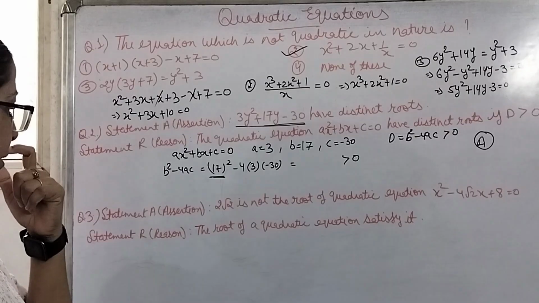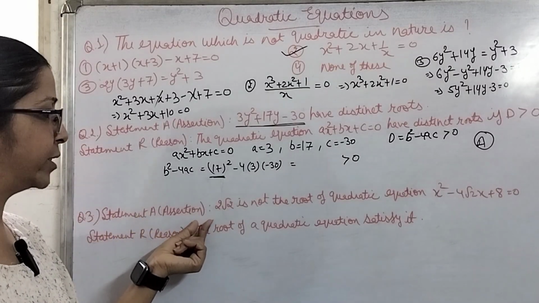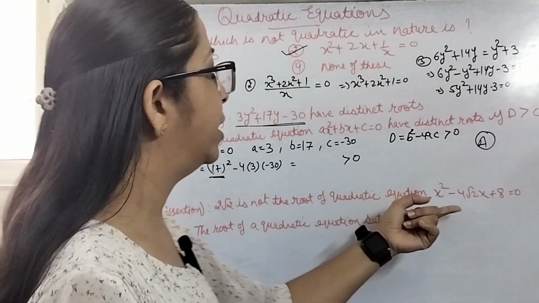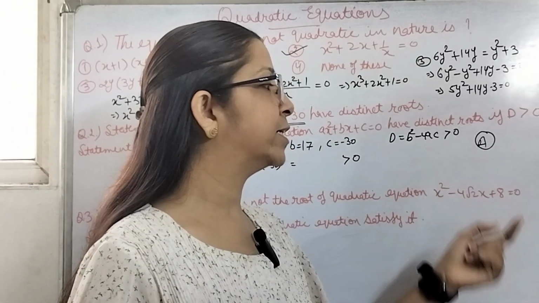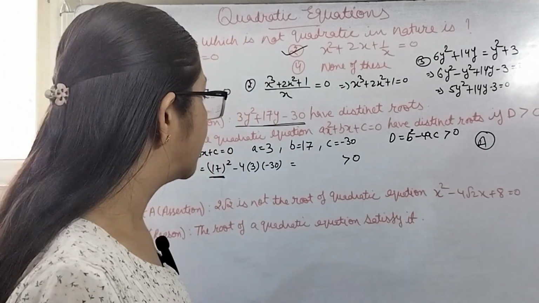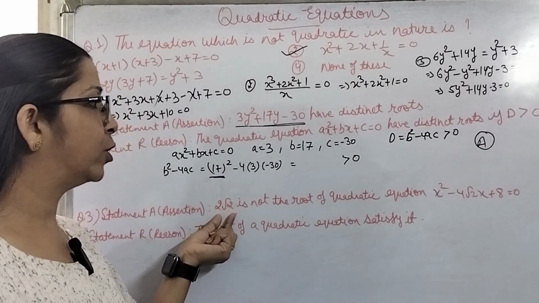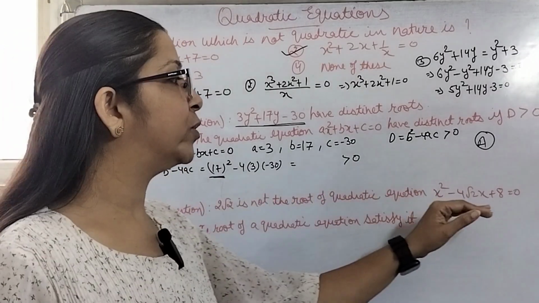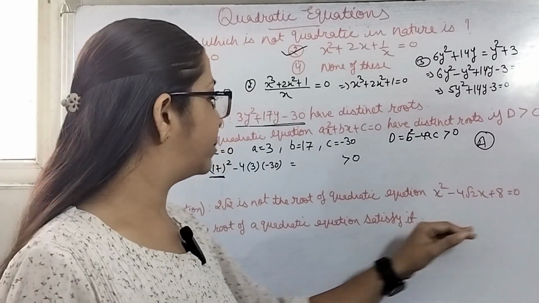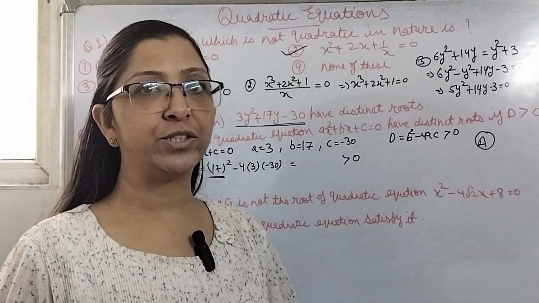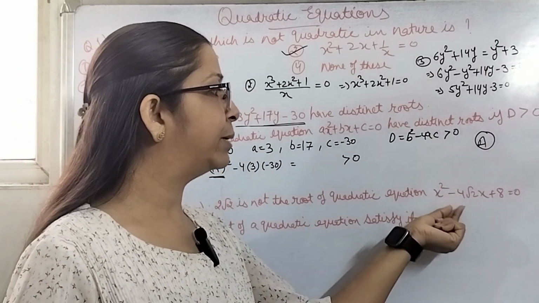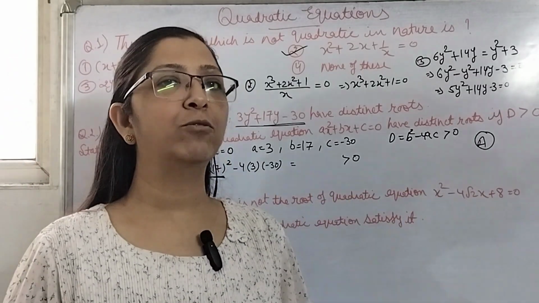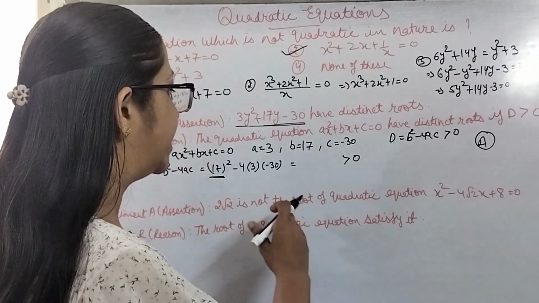Now the question number 3. Statement A, that is the assertion, is 2 root 2 is not the root of the quadratic equation x square minus 4 root 2x plus 8 equivalent to 0. So see, we have to check whether this is a root of the quadratic equation or not. If this is a root of this quadratic equation, that means it is going to satisfy the equation. That simply means if we replace this x by 2 root 2, your LHS part will become equivalent to the RHS part. So let's check it out.